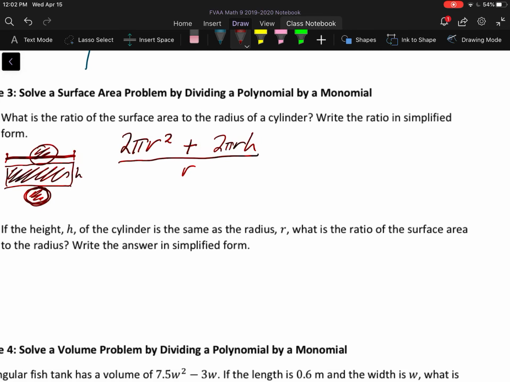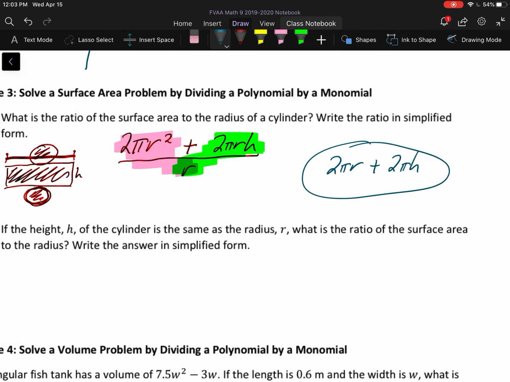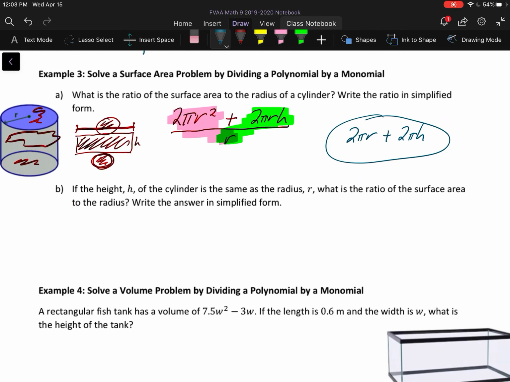Okay? So again, dividing the polynomial on the top by a monomial, 2 pi r squared divided by r gives me 2 pi r, right? And then plus 2 pi rh gives me 2 pi h. The r's cancel out. Okay, that would be your final answer.